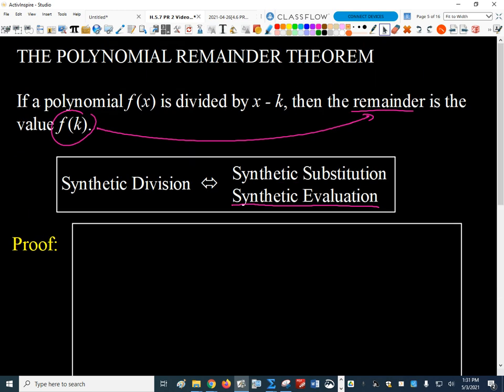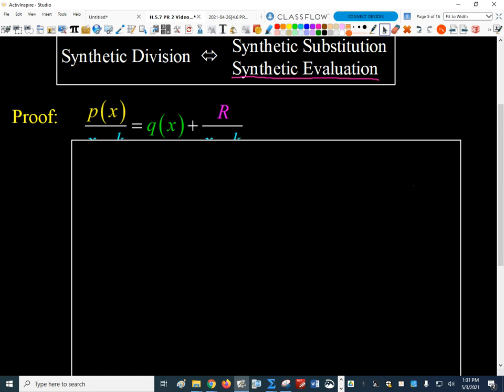How can we prove the polynomial remainder theorem? So we're going to prove this statement: if a polynomial f of x is divided by x minus k, then f of k equals the remainder. That's what we want to prove. Okay? So here's a way we could do that.